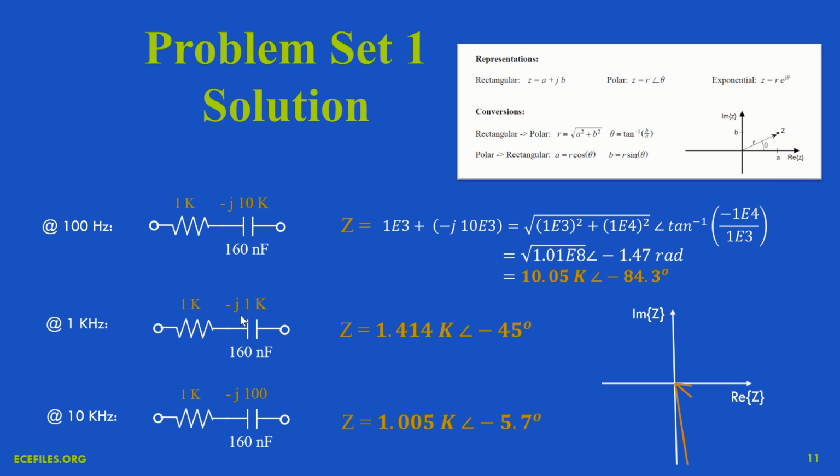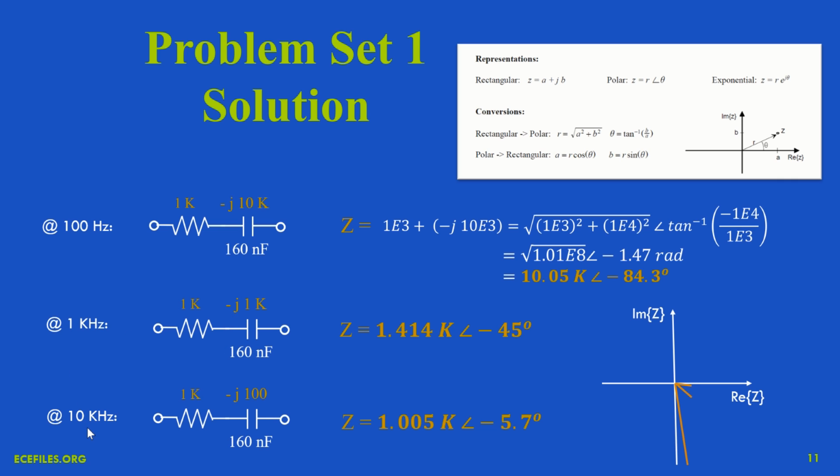This one is 1K in series with minus J1K, because we've gone up from 100 hertz to 1 kilohertz, and the impedance of the capacitor dropped by a factor of 10 when the frequency went up by a factor of 10. So this is what we have. If you crunch it using the same procedure, you get 1.414K, that's actually the square root of 2K, at an angle of negative 45 degrees. So that's this little vector right here. So it's not 2K, but at least it's somewhere between these two, and it makes a little bit of sense here. All right.